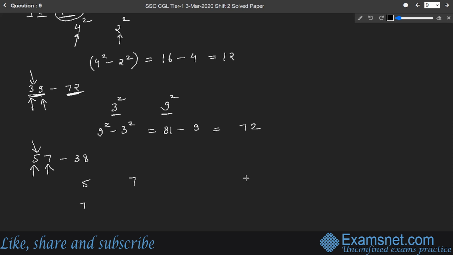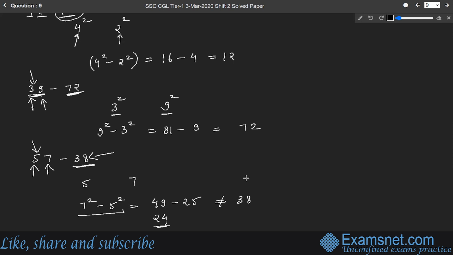So 7 square minus 5 square. What is 7 square? 7 square is 49 minus 5 square is 25. 49 minus 25 is not equal to 38 because 49 minus 25 will give 24. But the second number is 38. According to the concept, the difference of the squares of the digits of the first number should be equal to the second number. But here, the difference of the square of the digits of the first number is not equal to the second number because it is 24 and the second number is 38.